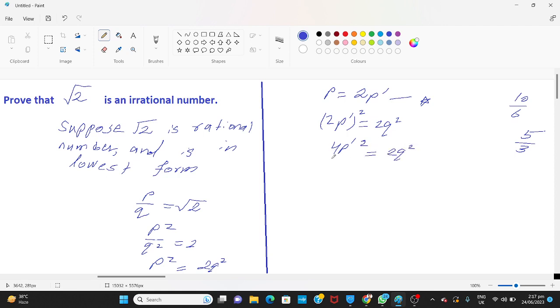Now if I divide by 2 on both sides, it will become 2p prime square equal to q square. Again we can see that the left hand side is a multiple of 2, so the right hand side should also be a multiple of 2. It means that q should be a multiple of 2 and it should be written as 2q prime because it is also a multiple of 2. Now this is double star.